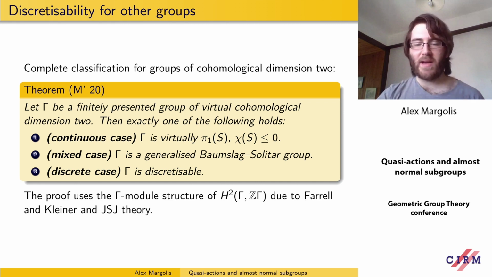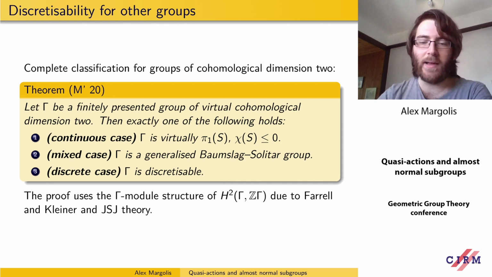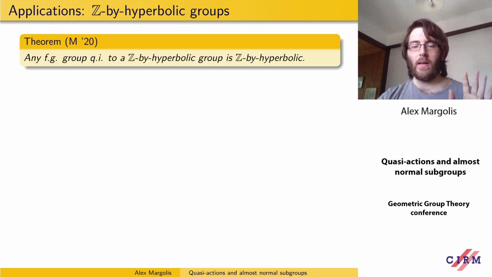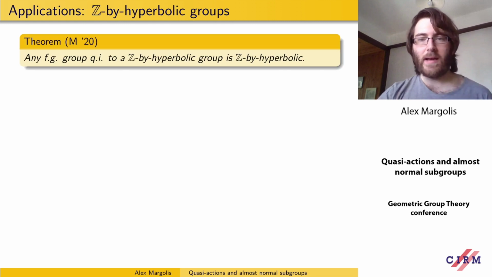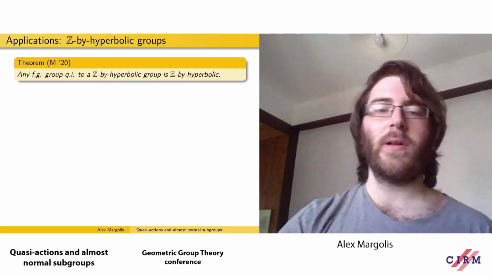And this uses very different methods. It uses the structure of the second cohomology and ideas due to Farrell and Kleiner, as well as a bit of JSJ theory. I'm not going to be talking about this case anymore. And I'm going to be going back to my original theorem that I stated near the beginning of the talk.